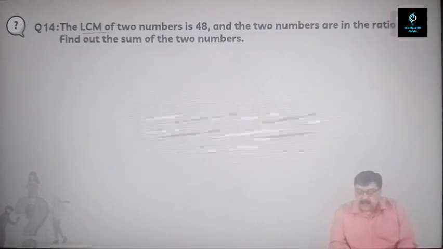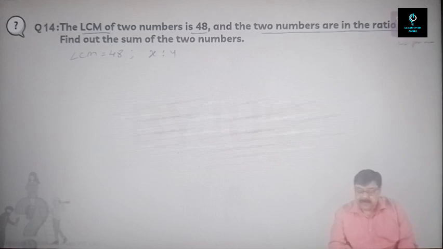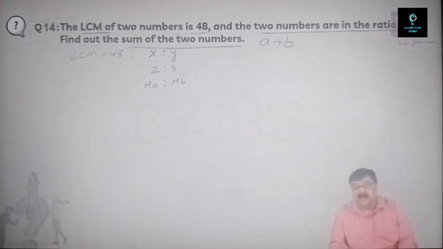Now the LCM of two numbers is given as 48. So LCM is 48. And the two numbers are in the ratio 2:3. 2:3 again are co-primes. So we know X is to Y. If these are the two numbers, they're in the ratio 2:3. That is HA is to HB. Find out the sum of the two numbers. We need to find out A plus B.